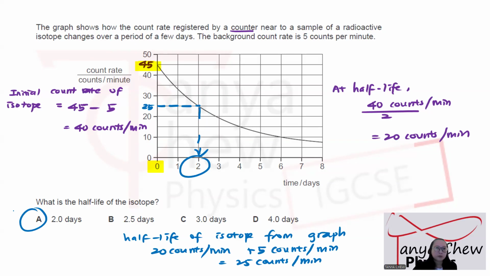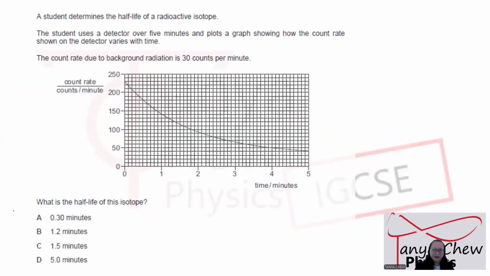Right. Now, what about the next one? Okay, I give you more, right? I know that some of you might be confused, so I give you more.